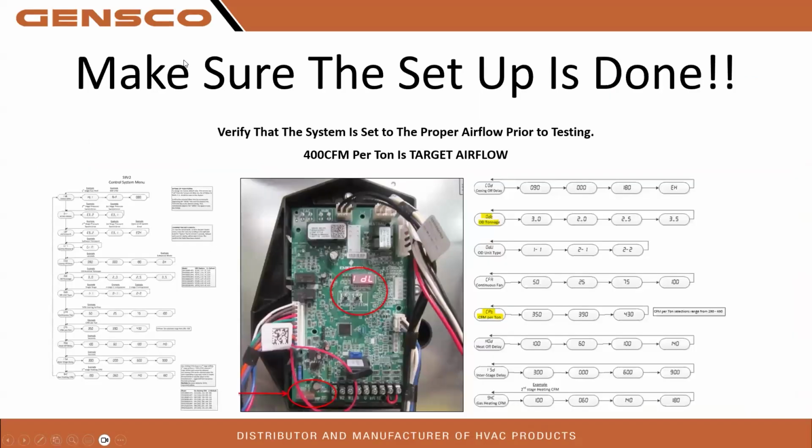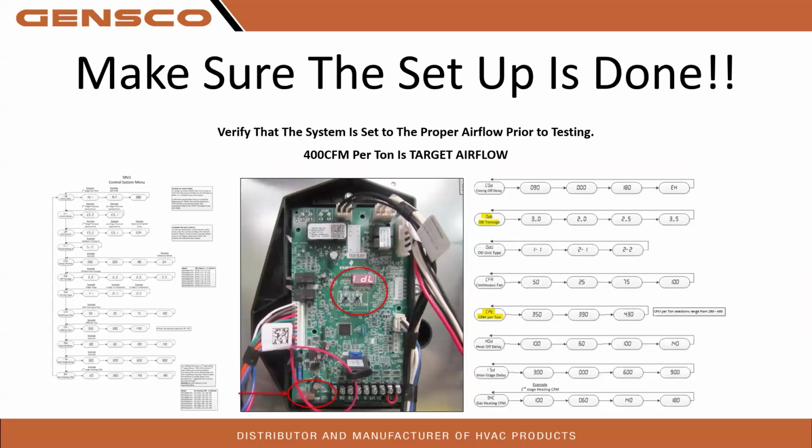If you've messed with any of our boards, this looks familiar to you. This is our 7-segment display on our units. Make sure the airflow is set up proper. I am not going to gauge up to a unit unless I can verify airflow, because anything I do on that outdoor unit prior to verifying airflow is an absolute waste of time.